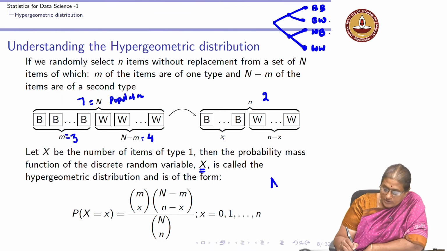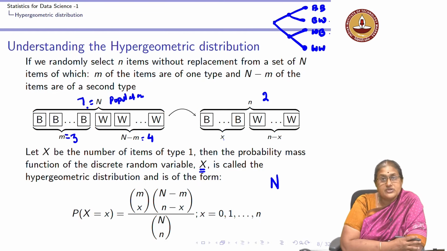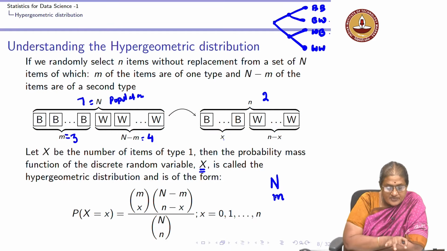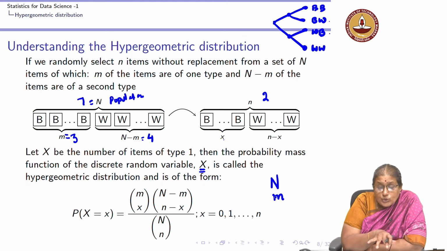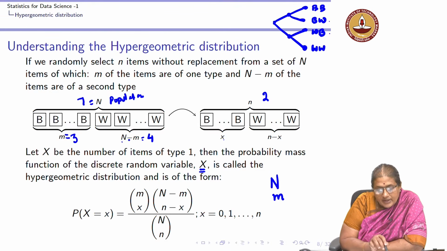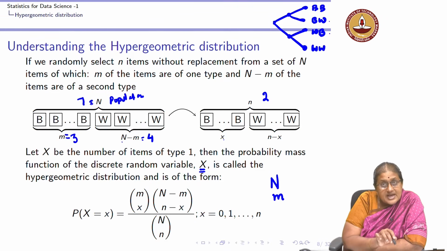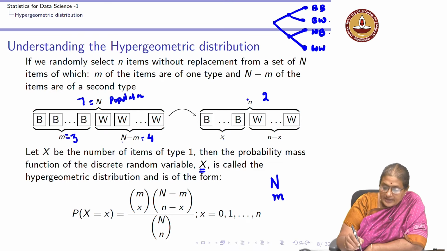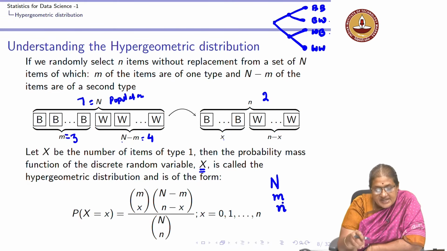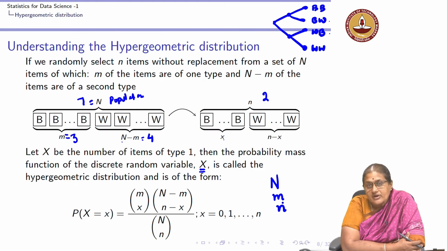Now, what are the parameters of this variable? I need to know what this capital N is, which is the size of the population. I need to know what this M is, since I have only two types. So this is the number of elements of one type. If I know the number of elements of one type, I can find out the number of elements of the other type as just N minus M, and I need to know what the small n is, which is the sample size from this population of capital size N.